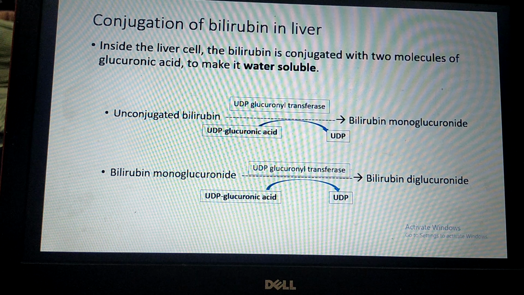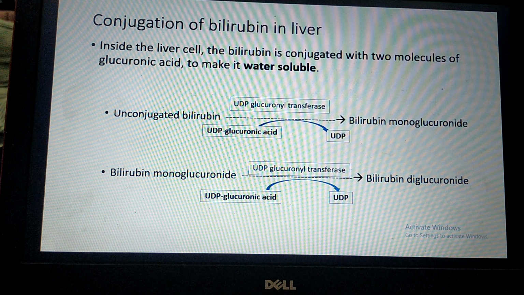Now, when this unconjugated bilirubin enters inside the liver cell, just now we have seen, this bilirubin is conjugated with 2 molecules of glucuronic acid to make it water soluble. Glucuronic acid is donated by UDP glucuronic acid. UDP is a nucleotide. Now this UDP glucuronic acid donates glucuronic acid to unconjugated bilirubin to form bilirubin monoglucuronide. The enzyme is UDP glucuronyl transferase.